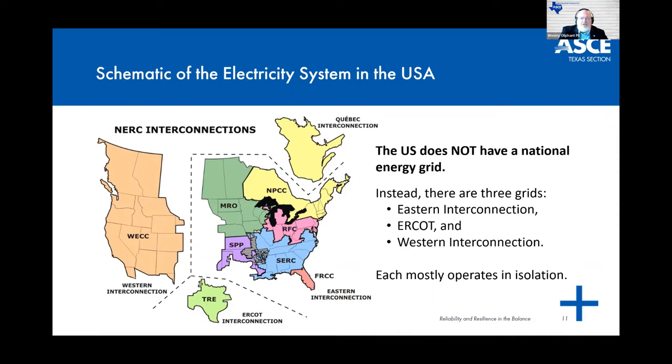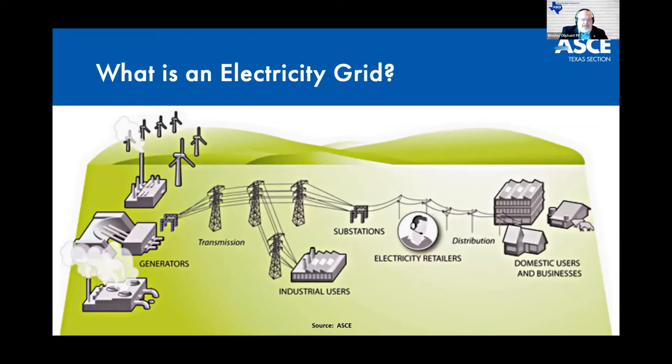Each of these three independent grids mostly operate in isolation. There are positives and negatives to that, but that's how the electricity system here in the U.S. is configured, and that's how it operates. The next slide: the grid's a very complex network of systems and equipment components, but in broad terms, it's comprised of a network of generation, transmission, substations, and distribution facilities.